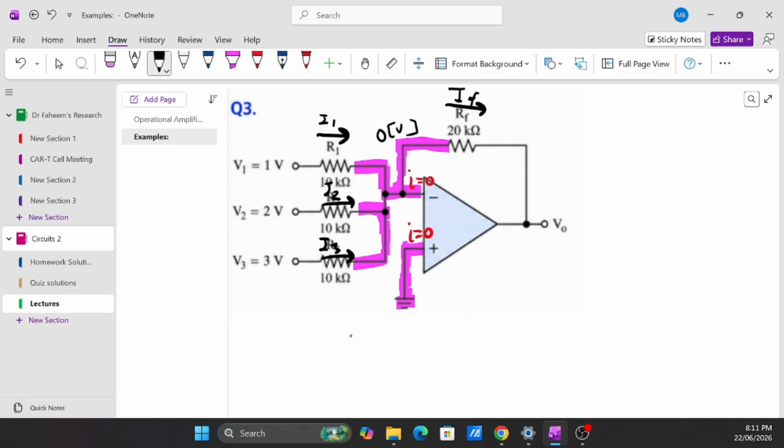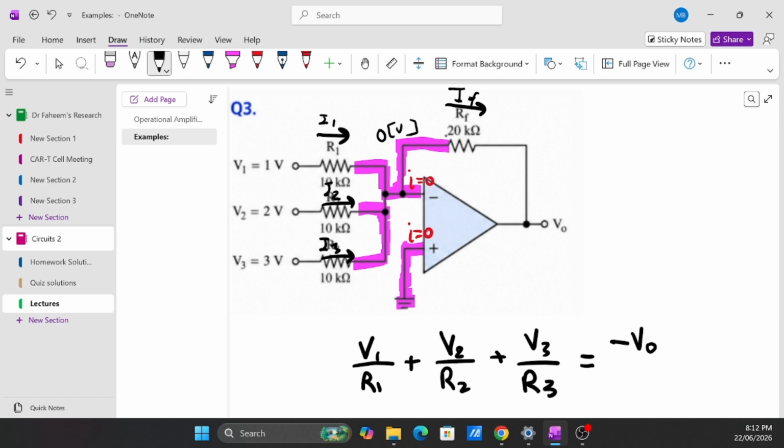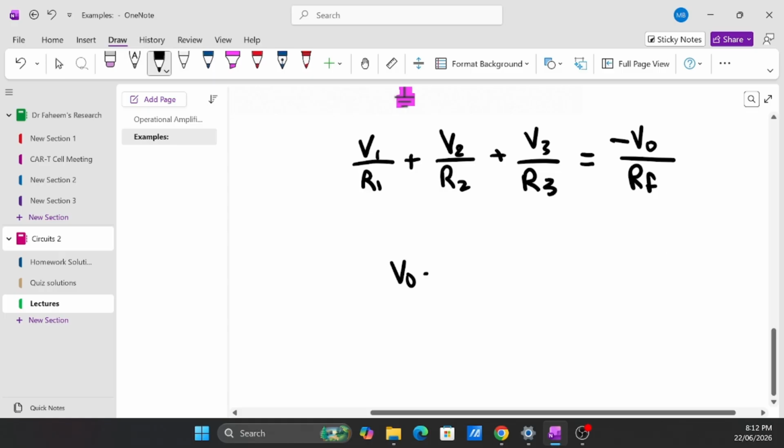If we do a KCL here, let's write down all our current in, which is V1 over R1 plus V2 over R2 plus V3 over R3, and that is equal to all the current that leaves this node. So this is 0, so we're not going to write that down. We're going to write IF, and IF is 0 minus V out, so it's going to be minus V out divided by RF. And when we rearrange this equation, V out is negative RF times whatever is over here.